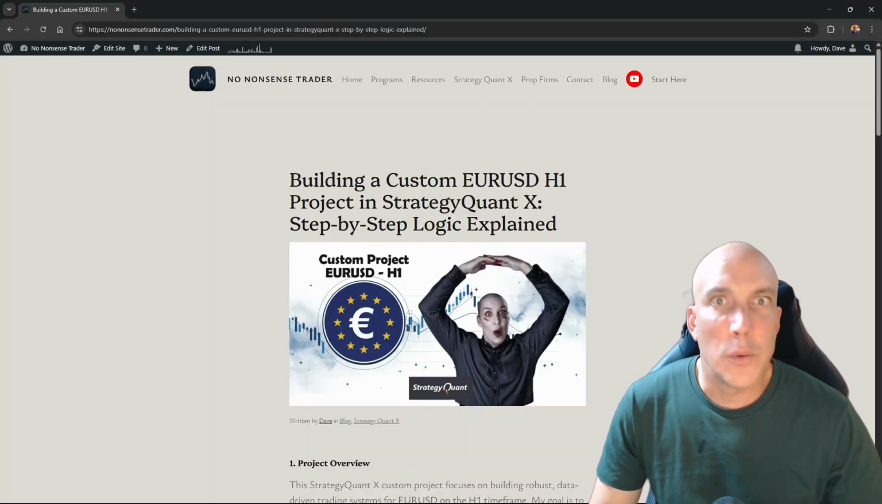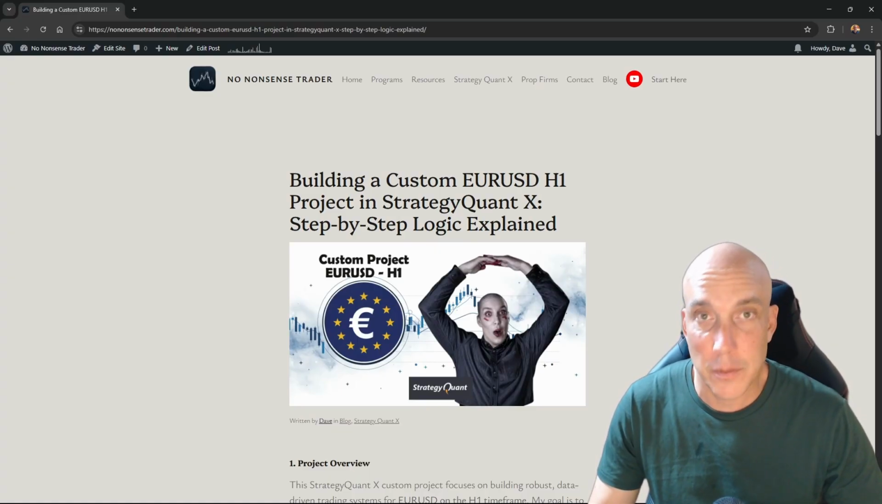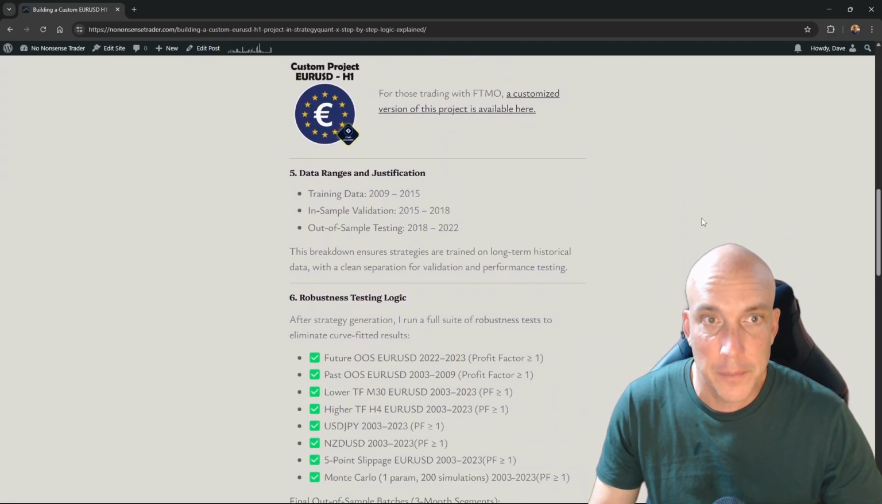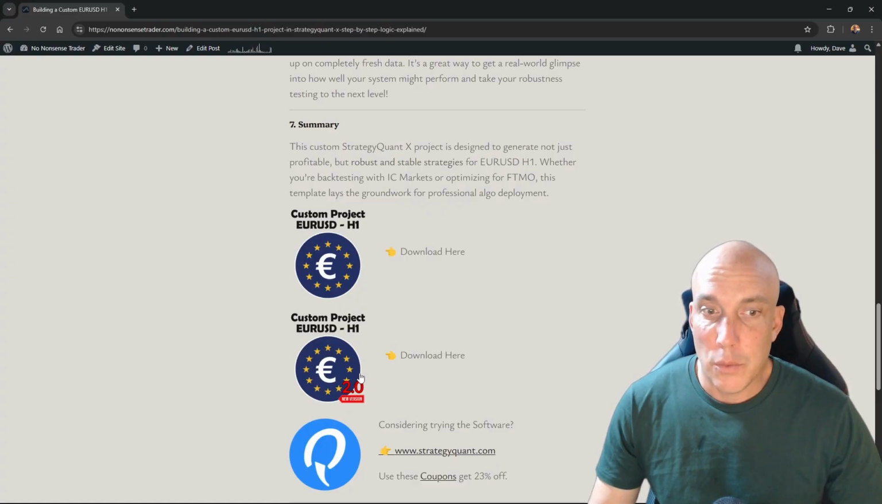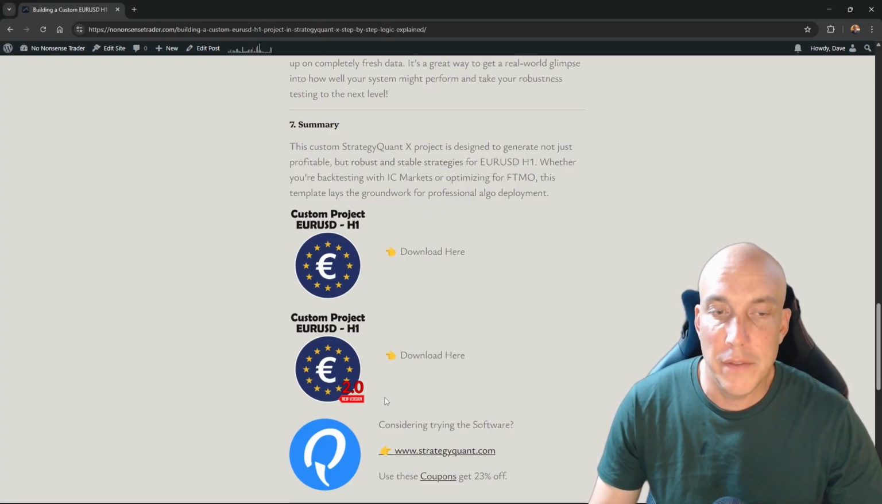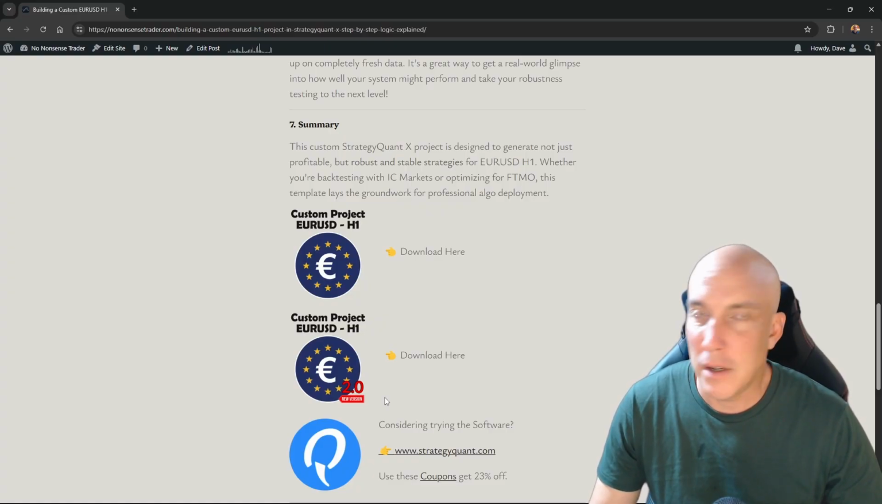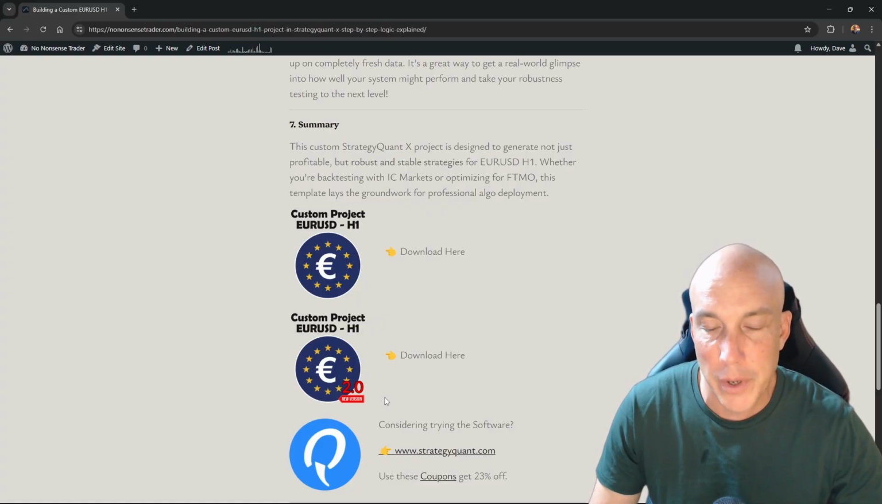And today I want to give you a Euro US dollar custom project for the hour one charts, but a version 2.0. So let's get started into it. We're on the blog where the original Euro US dollar hour one custom project was available, and if we scroll down here, we can see where you can download the new version of this custom project. I'm calling it version 2.0, and there's going to be a version 3.0. Let's get into the differences between the two, and you can decide which one you want to use.